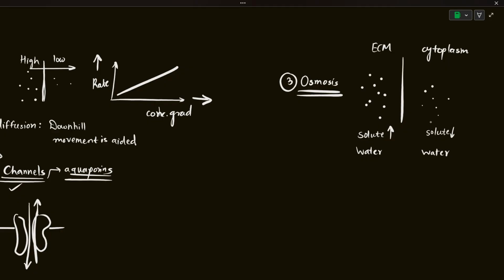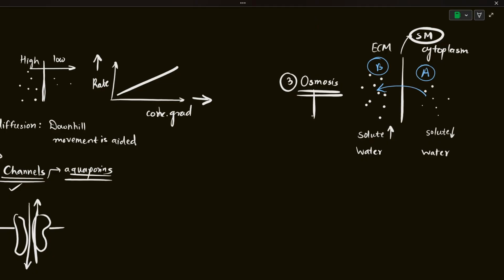Okay, so this is a very important point: the movement of water molecules from the lower solute concentration to the higher solute concentration across a semi-permeable membrane is known as osmosis. So water molecules will move in this direction, from the A side to the B side, and this movement of water molecules is known as osmosis.